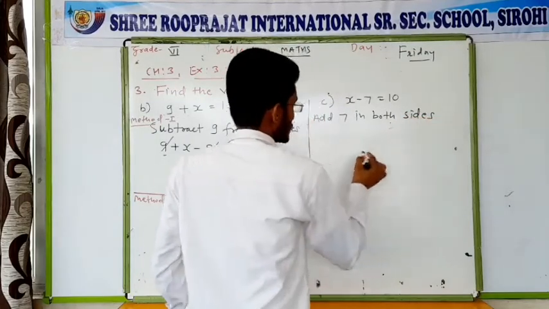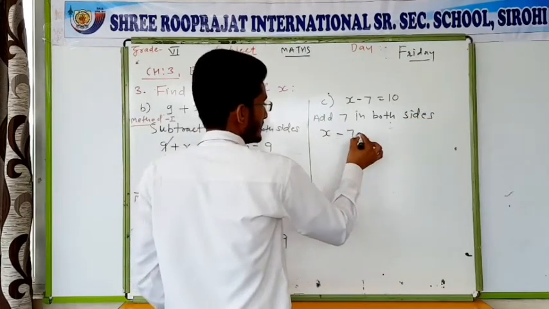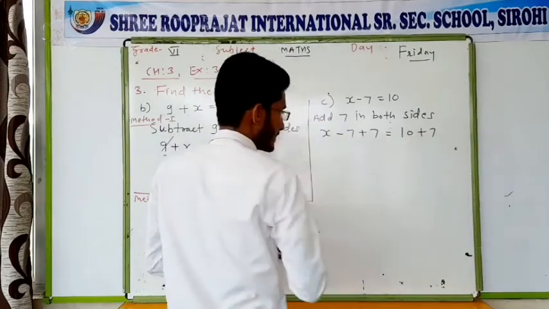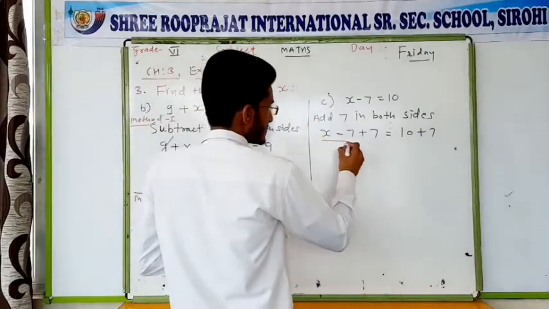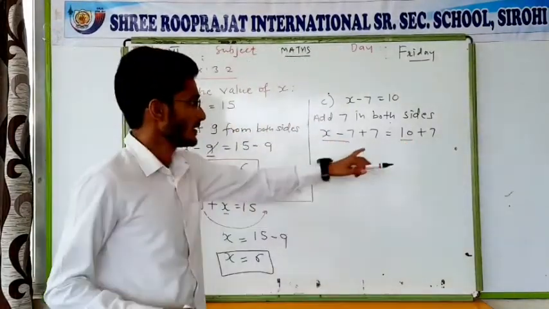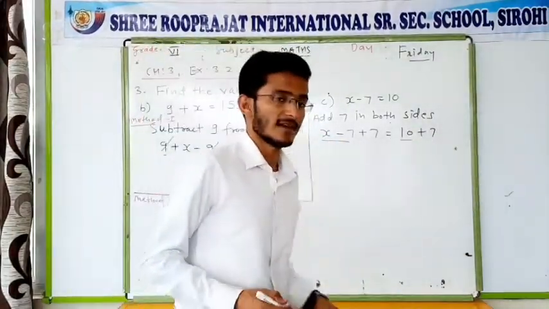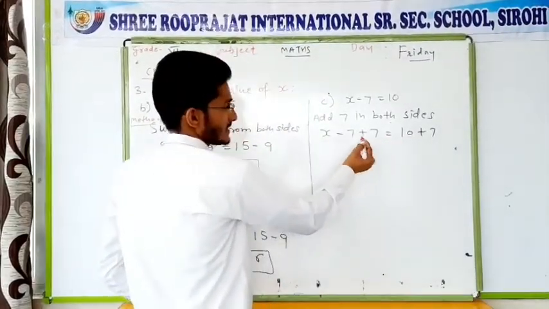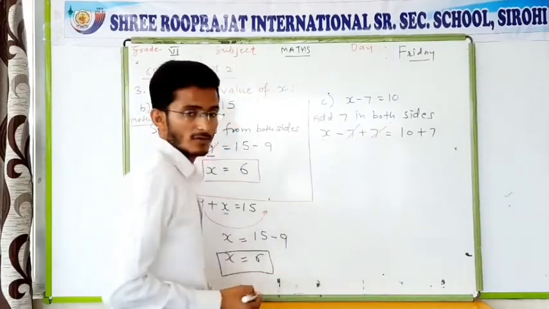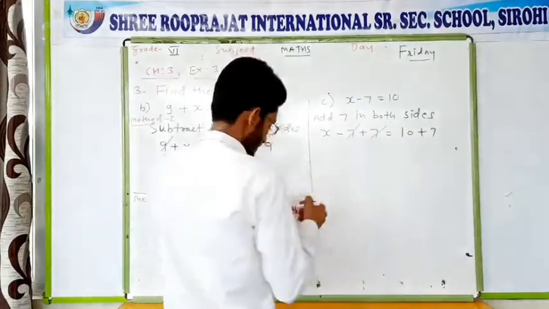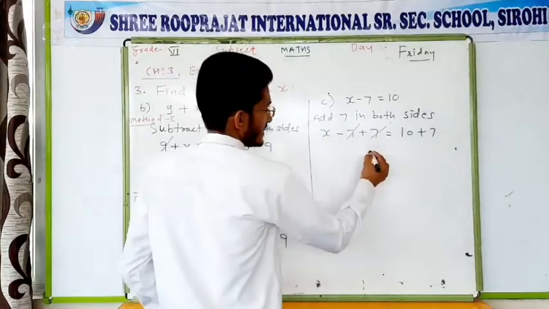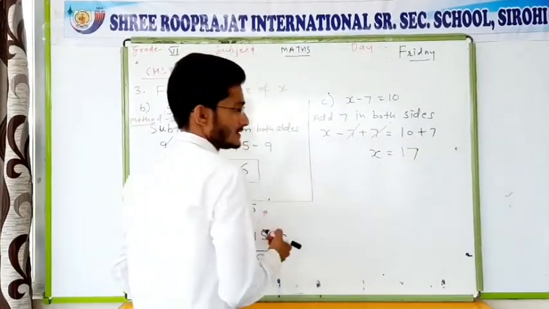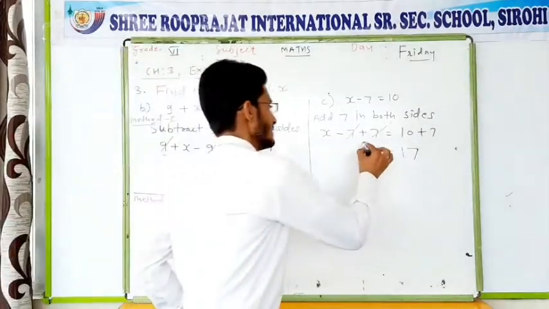Okay. So x minus 7 and plus 7, and the same on the other side, 10 plus 7. X minus 7 and 10 are as they are. Here we add a plus 7 and on this side again we add a 7. So now minus 7 and plus 7 cancel each other, and here we have to solve. So here only x is remaining, and here 10 plus 7 you will get 17. So your 17 is your answer.